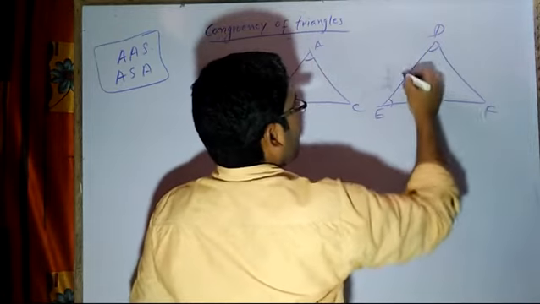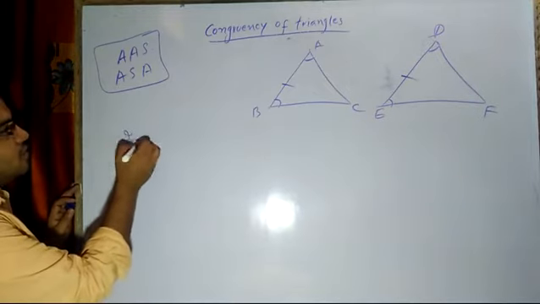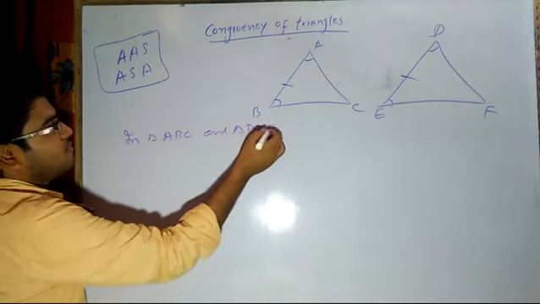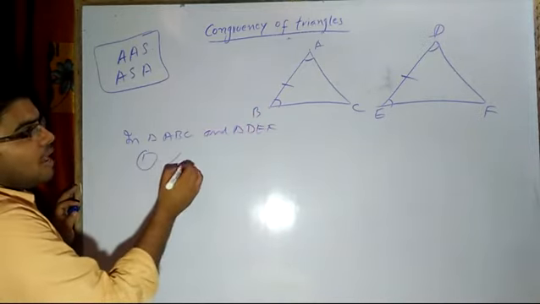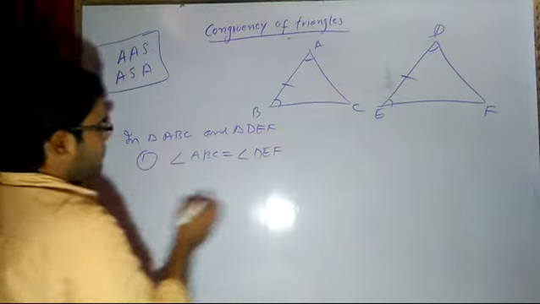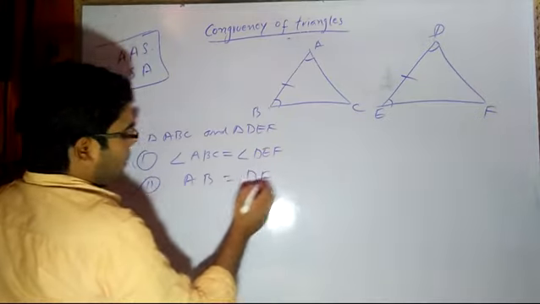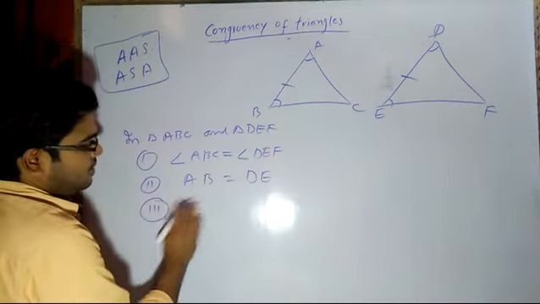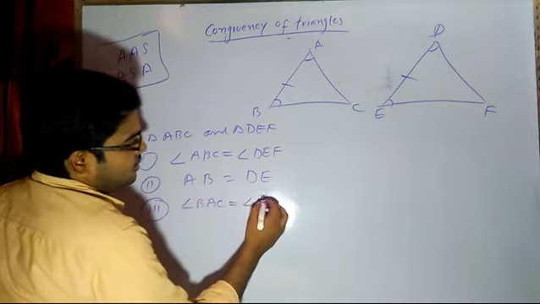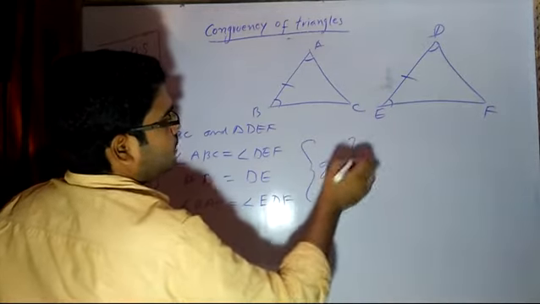This angle is equal to this angle on this side. Okay. Now, as you can see, first condition: in triangle ABC and triangle DEF, what can you write? Angle ABC is equal to angle DEF. Second, you can write AB is equal to DE. Third, you can write angle BAC is equal to angle EDF. These all three conditions are given, right?